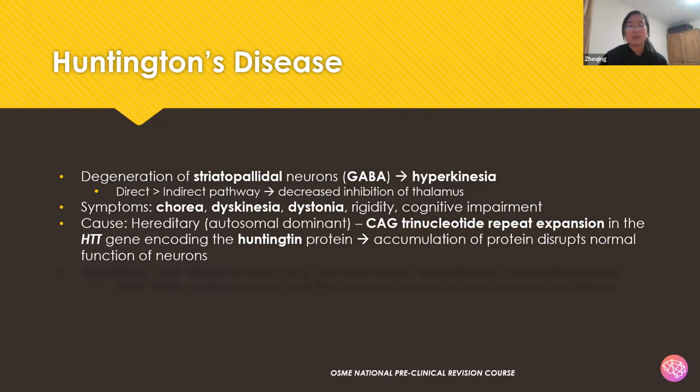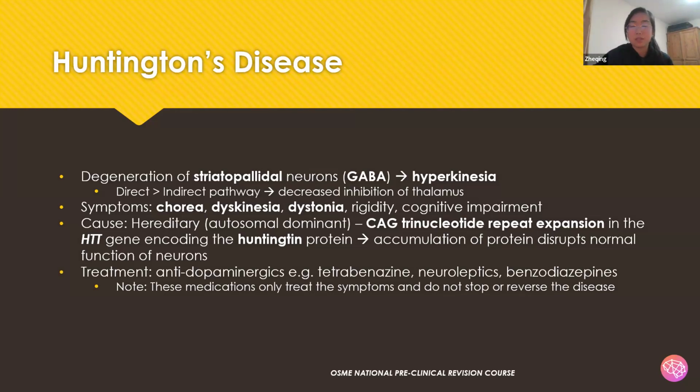And this causes accumulation of the protein, which disrupts normal function of neurons. And this is hereditary. Whereas in Parkinson's, there's a genetic, familial, sporadic or environmental component, Huntington's is just hereditary. So you have to inherit the abnormal gene in order to get Huntington's.